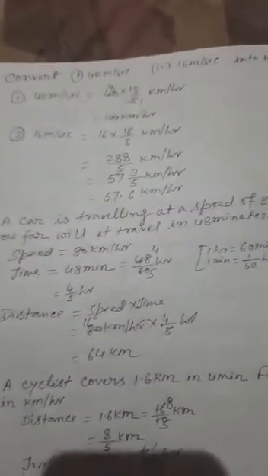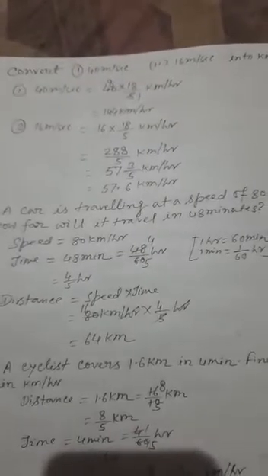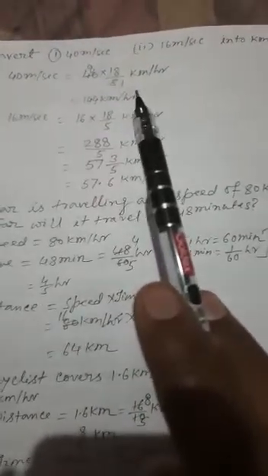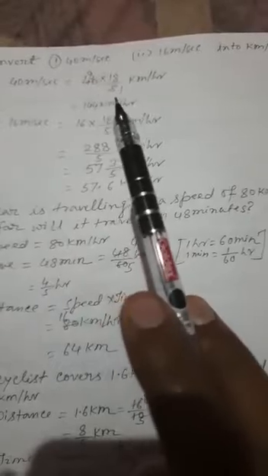See, I did two examples. To convert meter per second into kilometer per hour, convert 40 meter per second and 16 meter per second into kilometer per hour. So 40 meter per second, we simply multiply 40 into 18 by 5. 40 into 18 by 5: 5 eights are 40, and 18 into 8 is equal to 144 kilometer per hour.